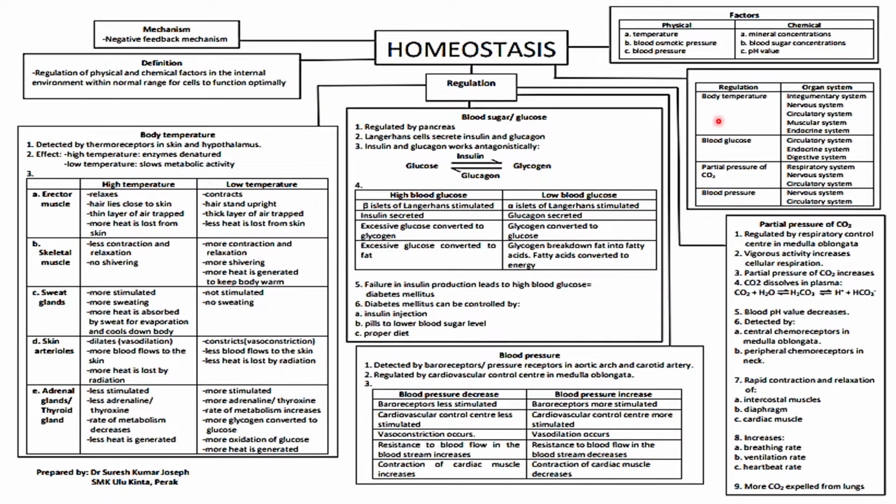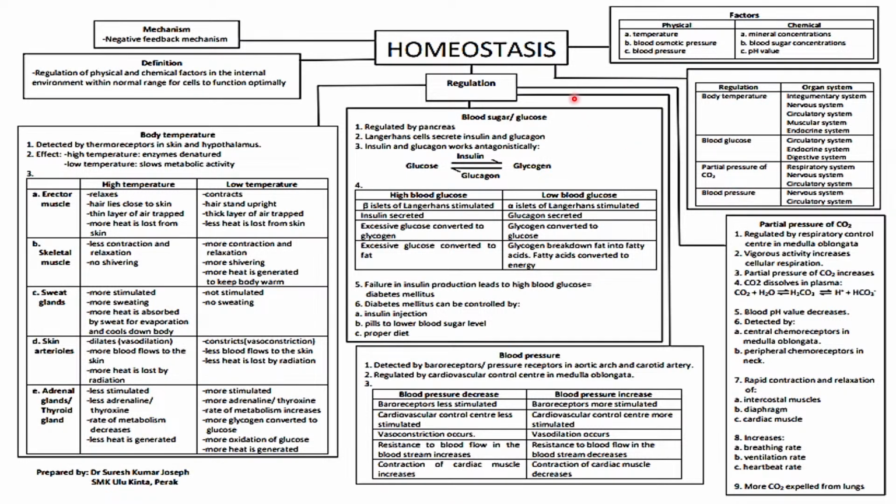Okay, let's see. For blood temperature regulation, the systems involved are integumentary system, nervous system, circulatory system, muscular system. For blood glucose regulation, we have circulatory system, endocrine system, and digestive system. For the regulation of partial pressure of carbon dioxide, we have respiratory system, nervous system, and circulatory system. While for blood pressure regulation, we have nervous system and circulatory system. Alright, if you notice carefully, circulatory system is involved in all these four regulations.